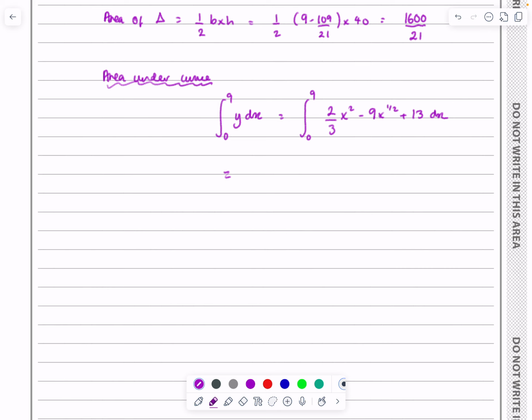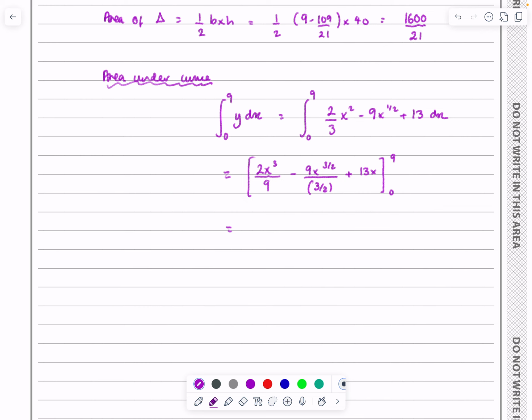Integrating is add 1 onto the power, divide by the new power. So add 1 onto the power, divide by the new power. Same thing again, add 1 onto the power is going to give me x to the 3 over 2. Divide by the new power, so divide by 3 over 2, that's what I'm going to write down. You could multiply by 2/3, that would be the same thing. And integrating 13 is just 13x. All between 9 and 0.